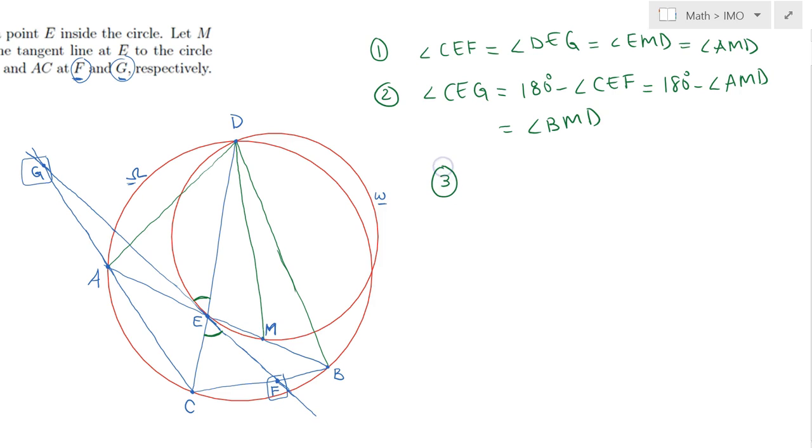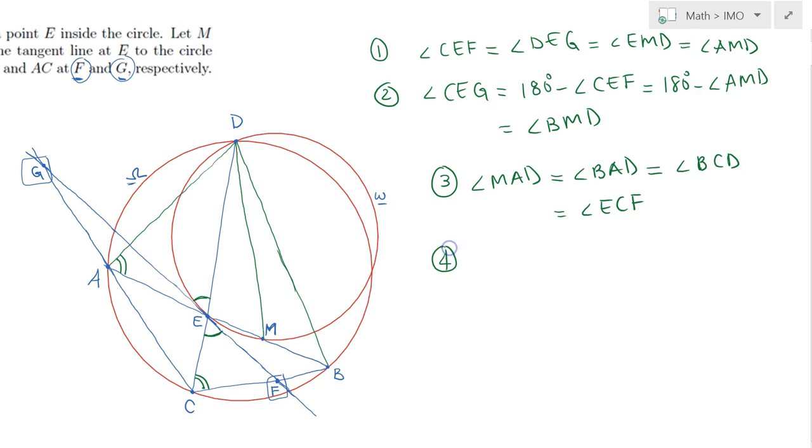Now the third observation. Let's start with angle MAD this time. Angle MAD is equal to angle BAD, obviously, and that in turn is equal to angle BCD, because they subtend the same arc on capital omega, arc BD basically. And angle BCD in turn is just the same thing as angle ECF. So as a result, we have that this is equal to this angle over here.